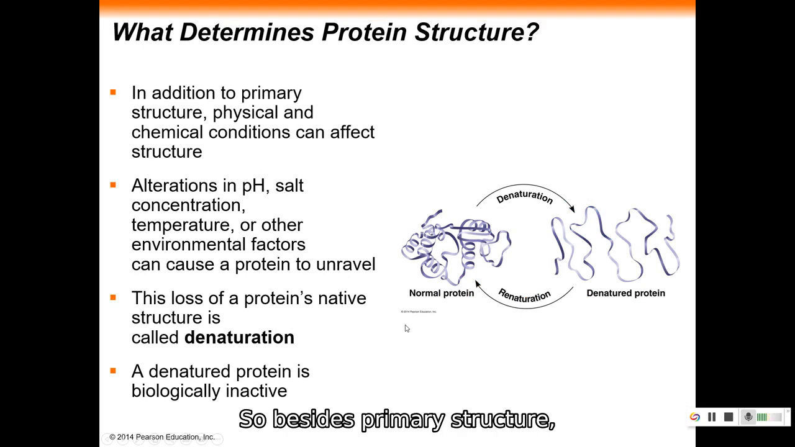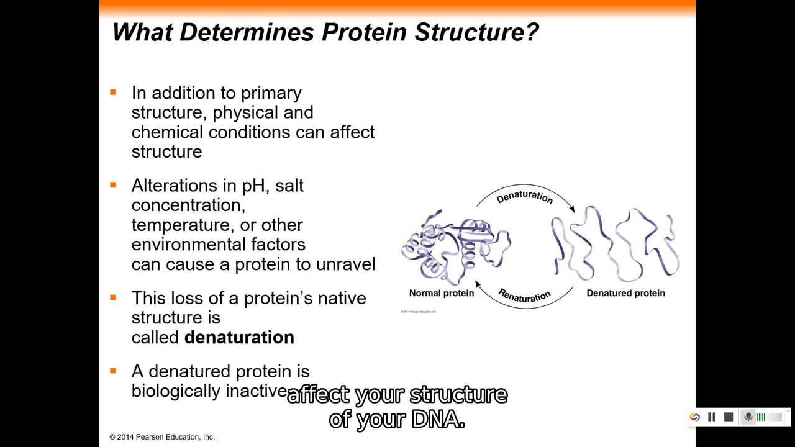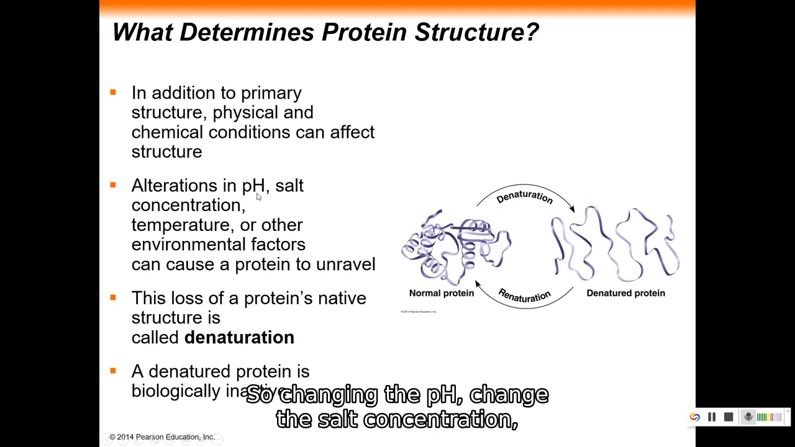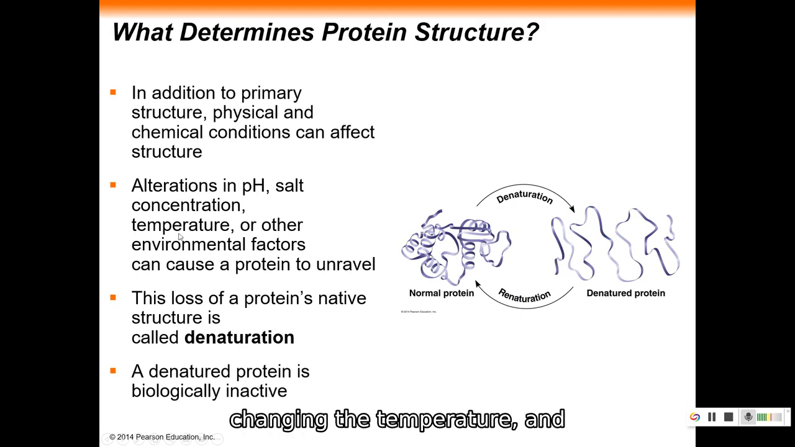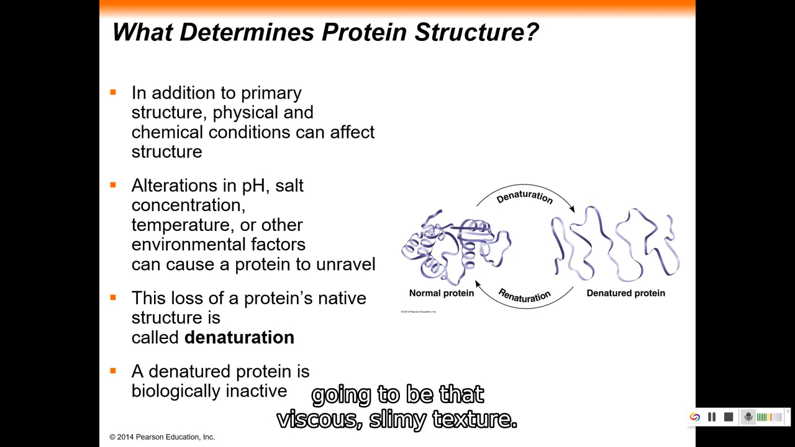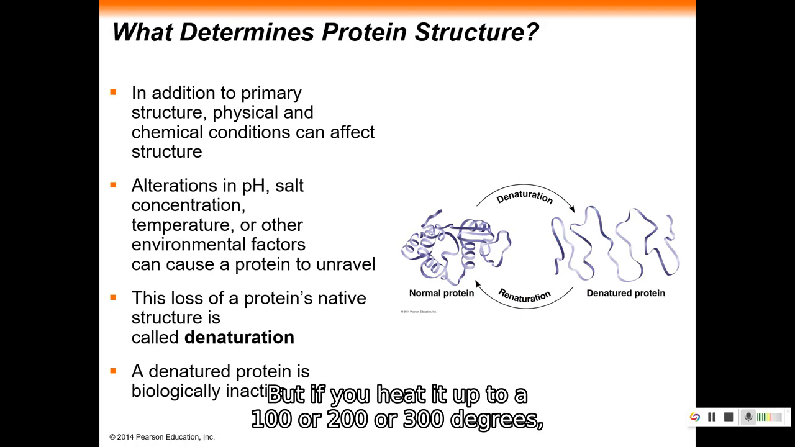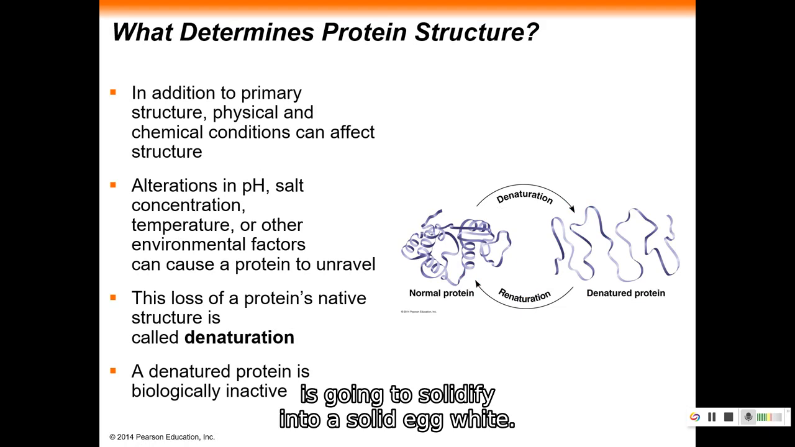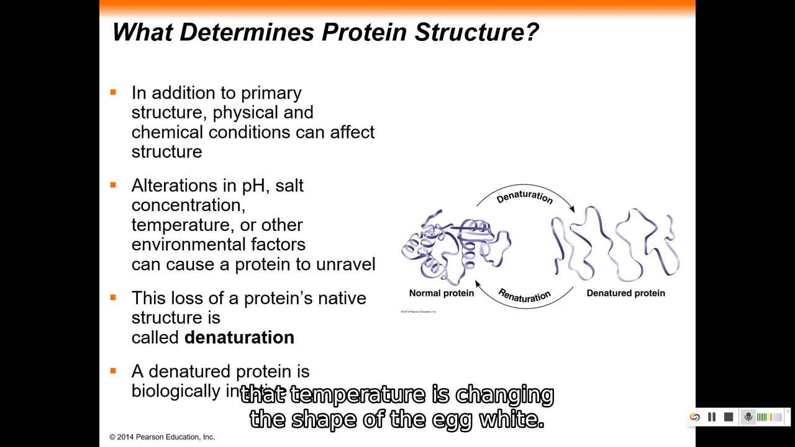So besides primary structure, physical and chemical conditions can affect the structure of your proteins. So changing the pH, changing the salt concentration, changing the temperature, and other environmental factors can cause a protein to unravel. So think of an egg white at room temperature is going to be kind of that viscous, slimy texture. But if you heat it up to 100 or 200 or 300 degrees, it's going to solidify into a solid egg white. That is because the proteins are denaturing. That temperature is changing the shape of the egg white.